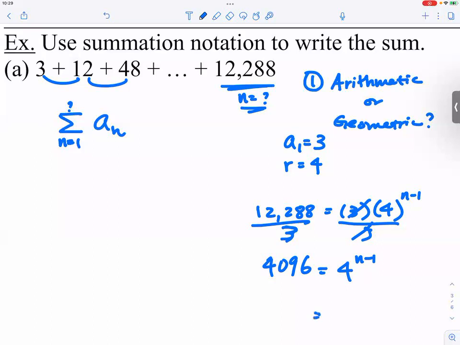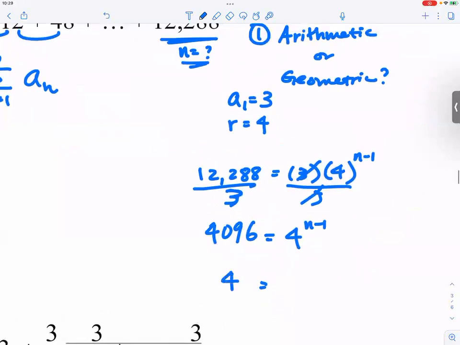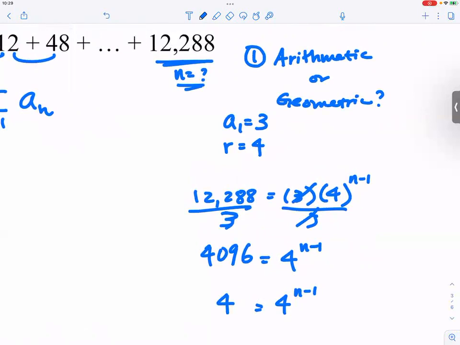Now, it's a nice number. So now I'm going to give you a minute. No, actually 10 seconds. Go ahead, use a calculator and guess: 4 to the what power is 4096? Take a quick guess and verify it with the calculator. 4 to the power of 6.